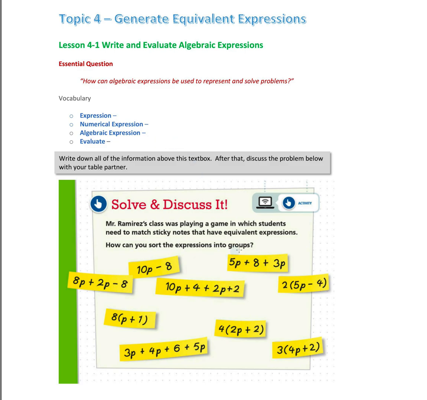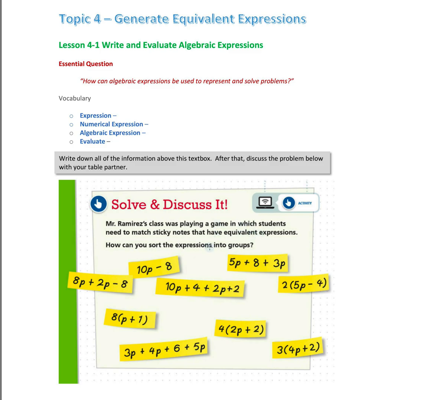In class, we're going to do a little discussion on this problem here. I won't go fully into it here. We'll hop over to the examples. Mr. Ramirez's class was playing a game in which students need to match sticky notes that have equivalent expressions. The word equivalent just means has the same value. So how can you sort the expressions into groups? We're trying to get them so that they are equivalent.